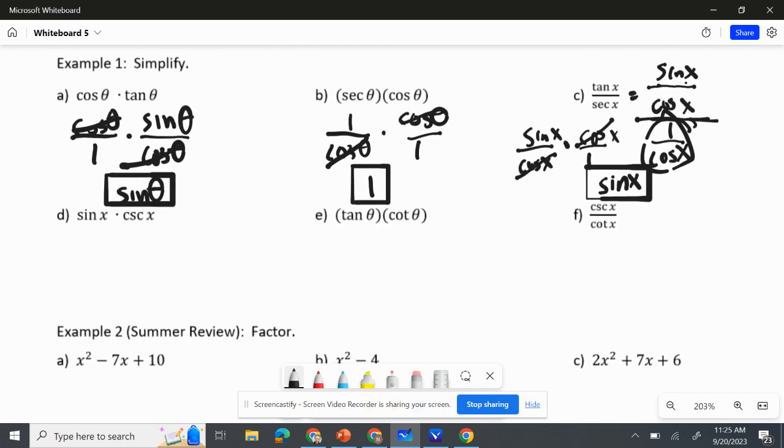For the next one, we keep the sine the same. So we have sine of x over 1. Cosecant is 1 over sine. And so the sines cancel, and what we get is 1.